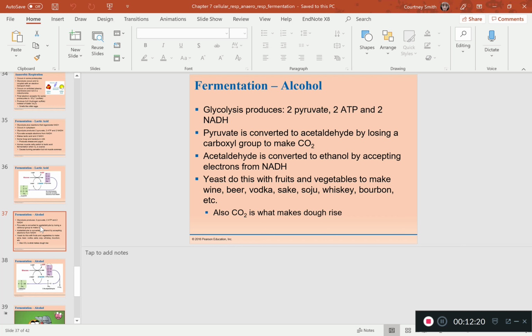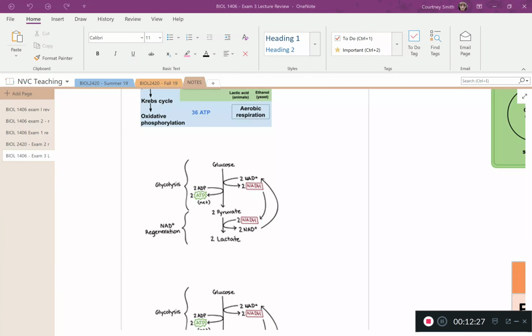With making bread and everything. So we do this process food-wise for us.